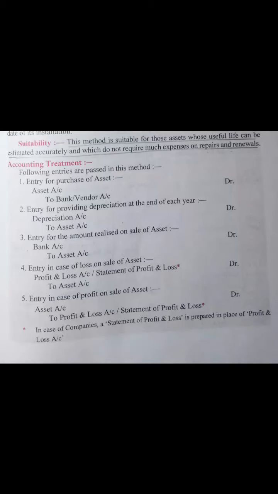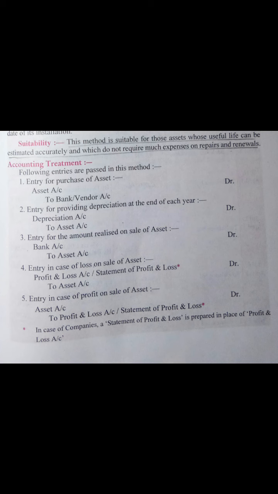In this video, I am going to discuss the journal entries in case of a straight line method. So, at the time of the purchase of an asset, the asset account would be debited and the bank or vendor account would be credited.